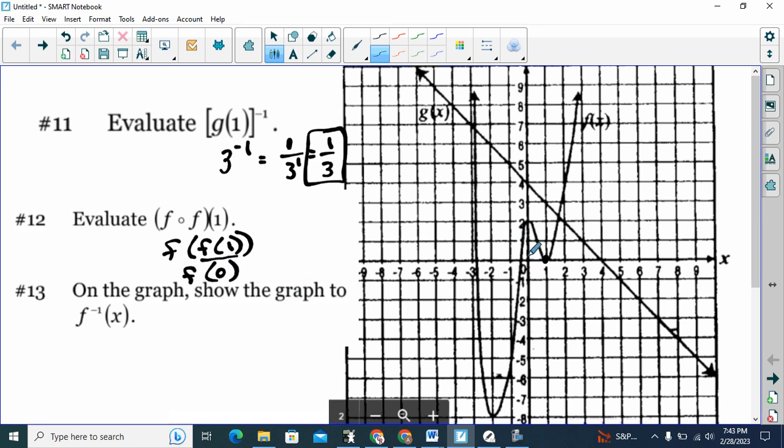F of 0, when x is 0, f of x is 2. F of 0 is 2. So f of f of 1 is 2.